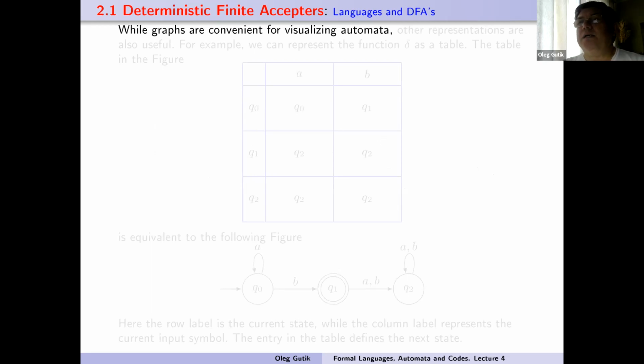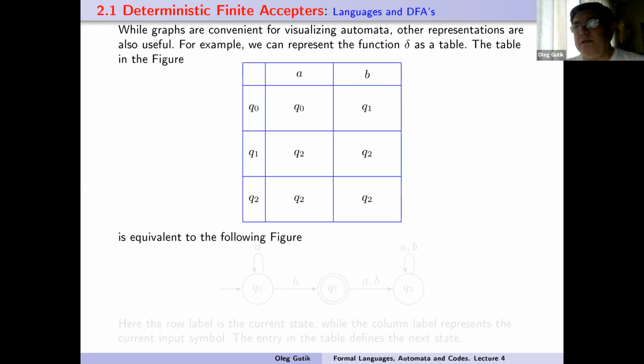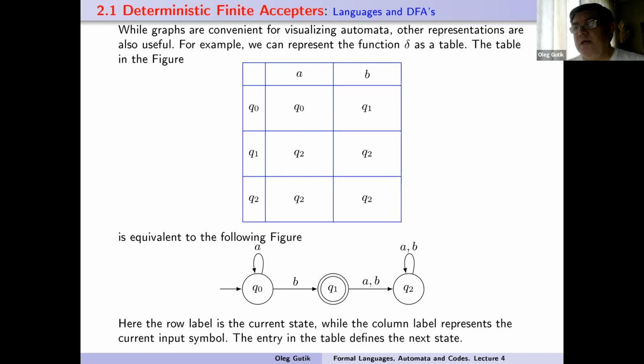While graphs are convenient for visualizing automata, other representations are also useful. For example, we can represent the function delta as a table. The table in the figure is equivalent to the following figure. Here, the row label is the current state, while the column label represents the current input symbol. The entry in this table defines the next state.